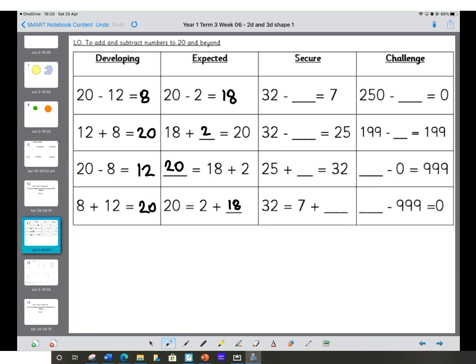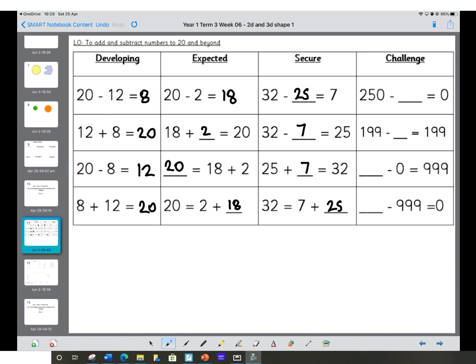So you start off with 32 and you count back 7, which will give you 25. And now you know that, you should be able to do all the rest of these sums, because 32 take away 7 equals 25. 25 add 7 equals 32, and 32 equals 7 plus 25. Now these last ones aren't using the commutative law, they are instead just reminding you of some number facts.